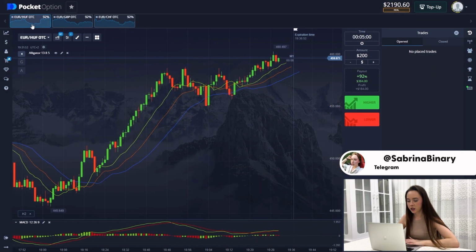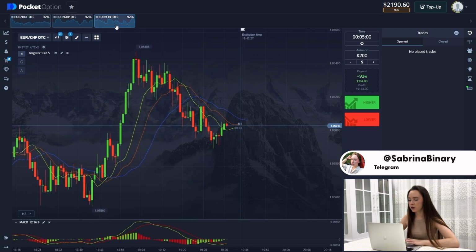Well, traders, here we're on the broker side. And these are the currency pairs I have selected for today. We're starting from a balance of $2,190, and the time frame of the first deal will be 5 minutes, and the cost of the deal will be $200. So let's quickly come to the first currency pair.